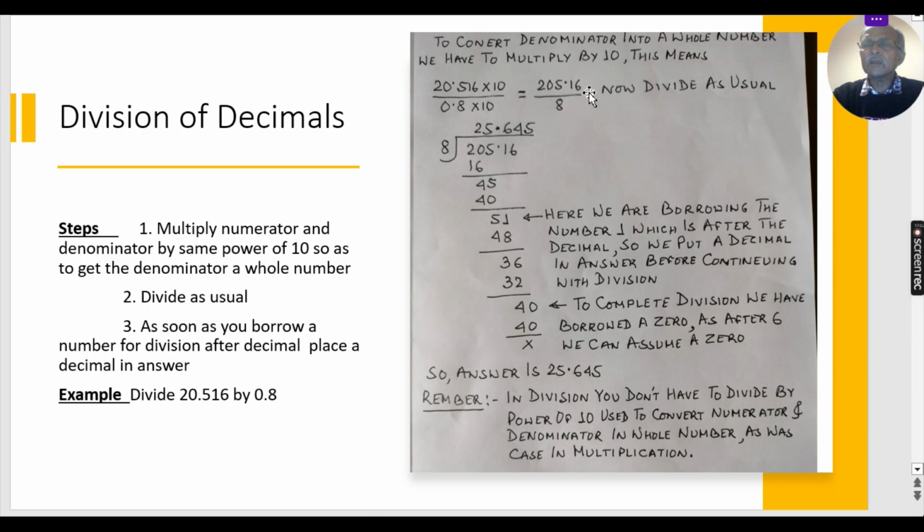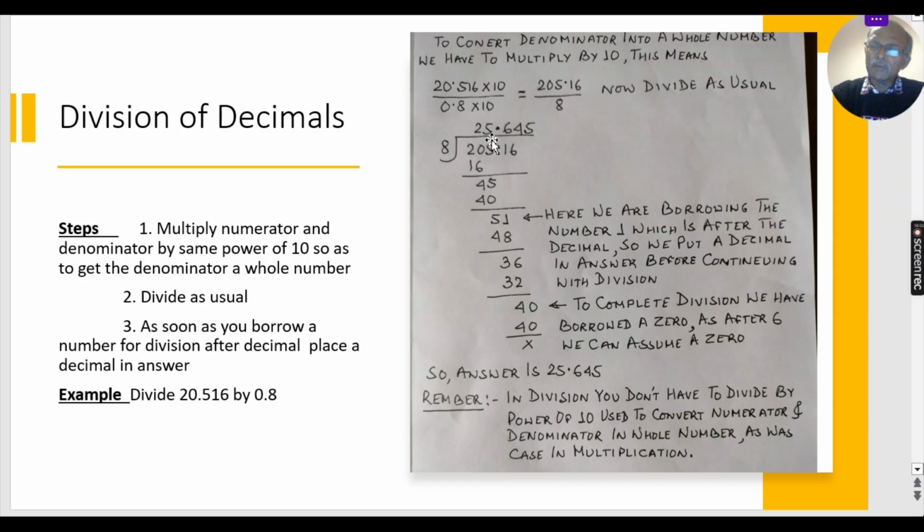So when we multiply by 10, it will become 205.16, as I have shown here. So my problem is now to divide 205.16 by 8. Since my denominator is converted to a whole number, we can proceed with the usual division. Here I am dividing. I have taken the first number 2. It cannot be divided by 8, so I borrow the second number, which makes it 20. So 20 divided by 8 will go 2 times and it will be 16, and after subtracting we will get a remainder 4.